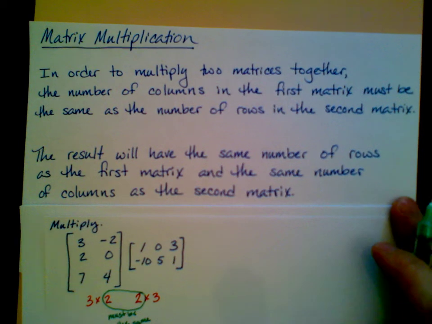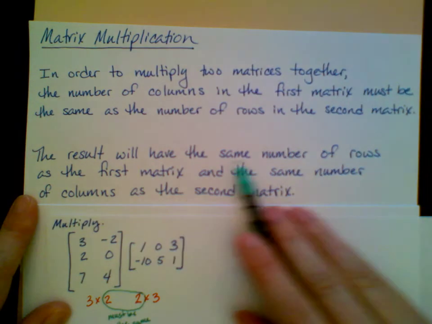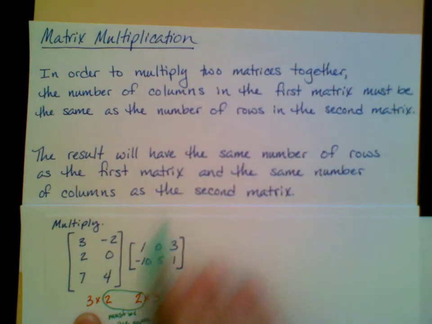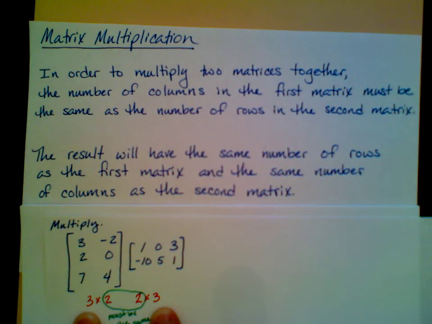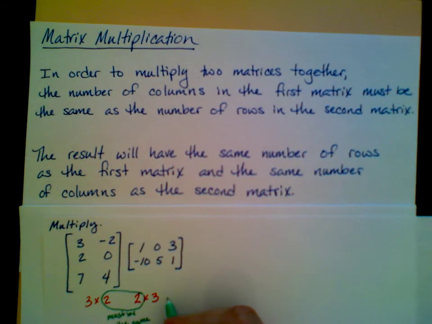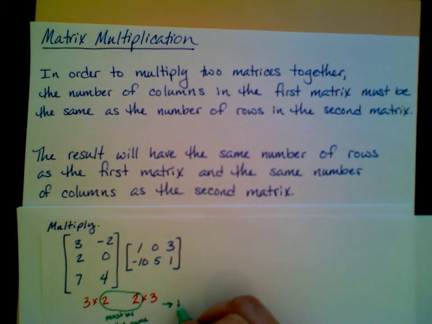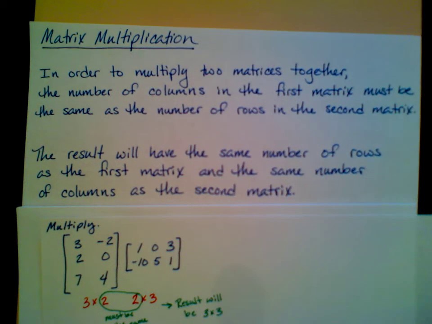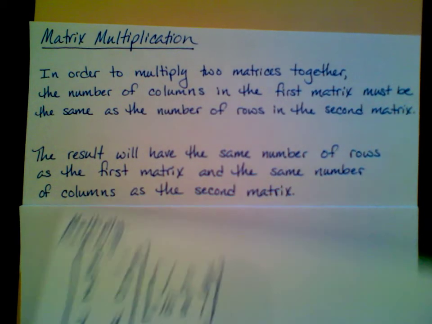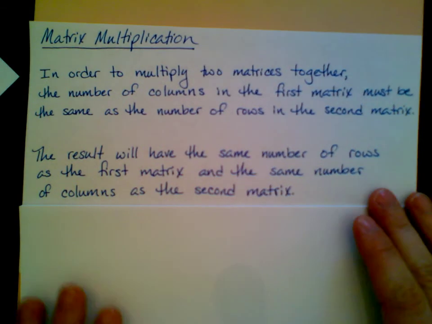And then the result will have the same number of rows as the first matrix, that's 3, and the same number of columns as the second matrix, which is also 3 in this case, although these 2 numbers don't have to be the same. It's only the inside numbers that need to be the same. But I'm going to make a note that my result will be a 3 by 3. Okay, we'll come back to that in just a second to actually calculate that, but first we need to know how.